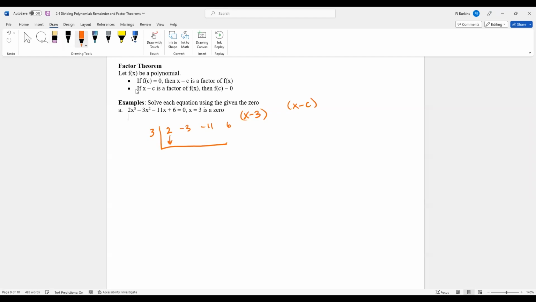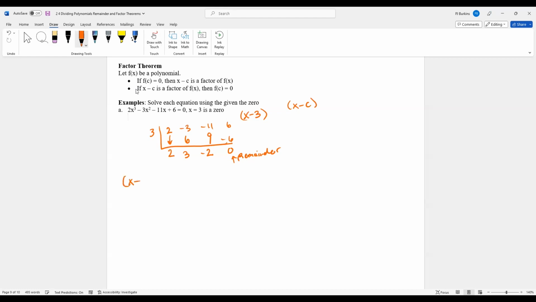Bring the first term down and multiply. That's going to be 6. Add down the column. Multiply again. Add down the column. And then 3 times negative 2 is negative 6. So you'll see that my remainder is 0, and that the factor x minus 3 is, in fact, one of the factors of this function.